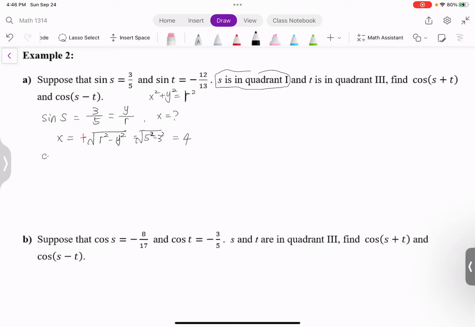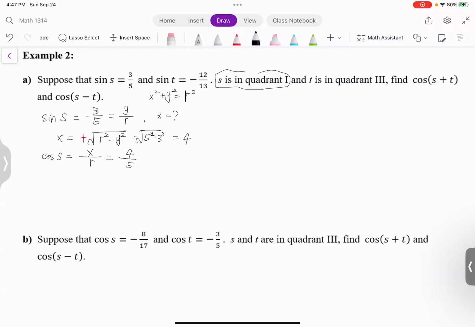Can you find cosine s? Cosine s equals x over r. We found x is 4, and r is 5. So cosine s is 4/5. And how about cosine t?